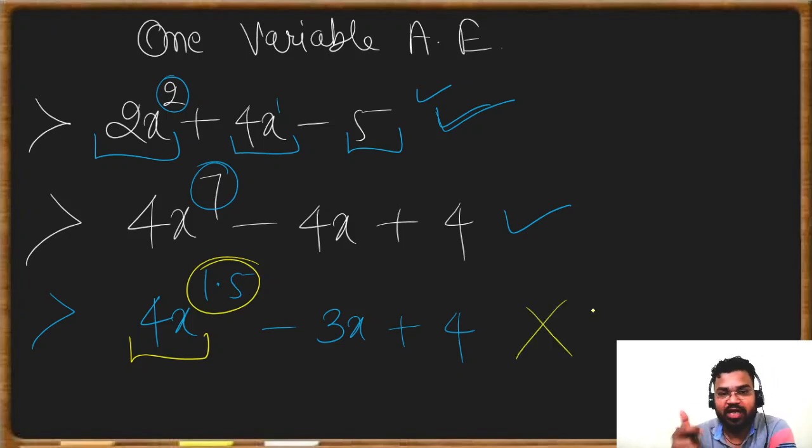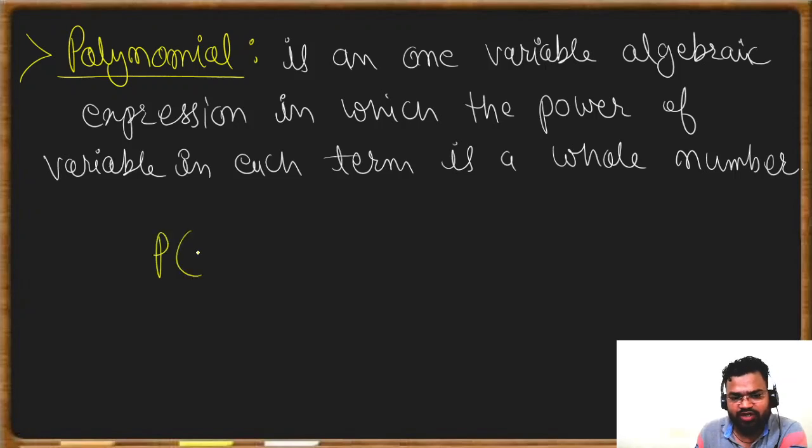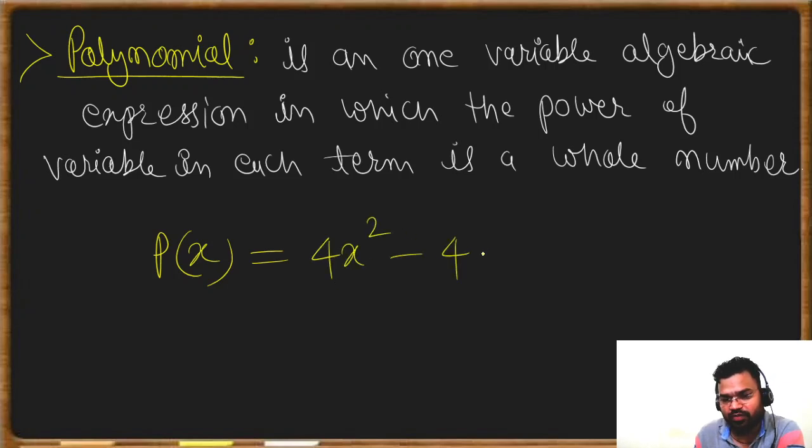Is it clear? So what is a polynomial? Simply, a polynomial is a one-variable algebraic expression in which the power of the variable in each term must be a whole number. How to denote a polynomial? A polynomial is denoted by p of x, where p stands for polynomial and x is the variable in which the polynomial is given. So p of x is equal to 4x square minus 4x plus 5. This is an example of a polynomial. Yes or no? Got it?